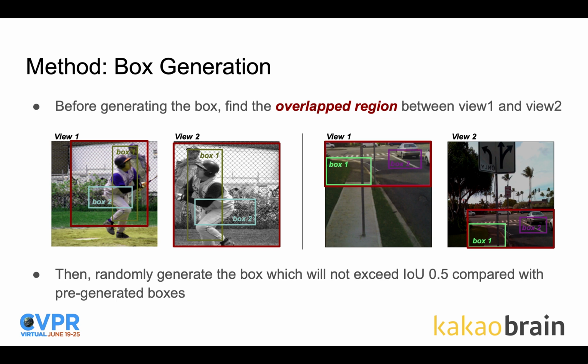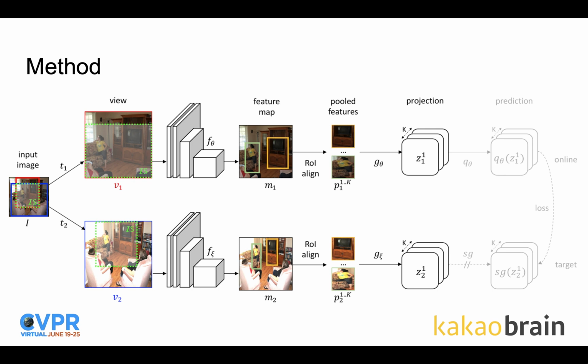Specifically, we restrict the box generation to the overlapped region between the views. And also, to promote diversity, intersection over union between all the boxes should be smaller than 0.5. Back to the overview, we feed the pooled features to projection heads that consist of a few MLP layers. After passing the online features through a prediction head, we obtain the final representations for each box.